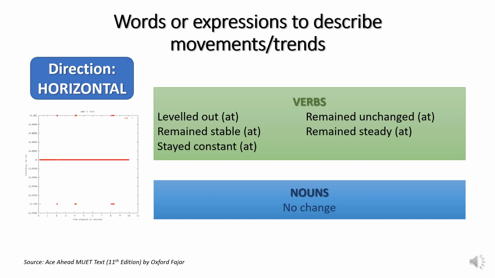Now you must be thinking, what if there is no movement at all? There's no up and down. Then the direction will be horizontal, which normally means a straight line. So what kind of verbs can you use? You can use these verbs: leveled out at, remain stable at, stayed constant at, remain unchanged at, or remain steady at. Again, I would like to remind you that for report writing, the verbs used have to be in the past tense. For nouns, normally we use no change. I'll show you the example later.